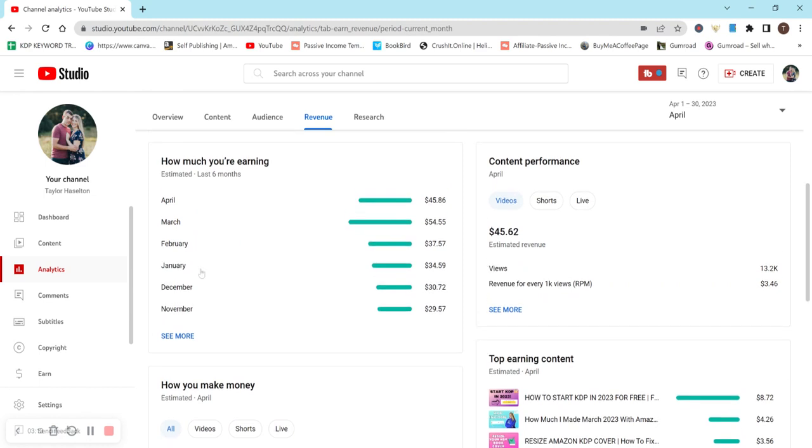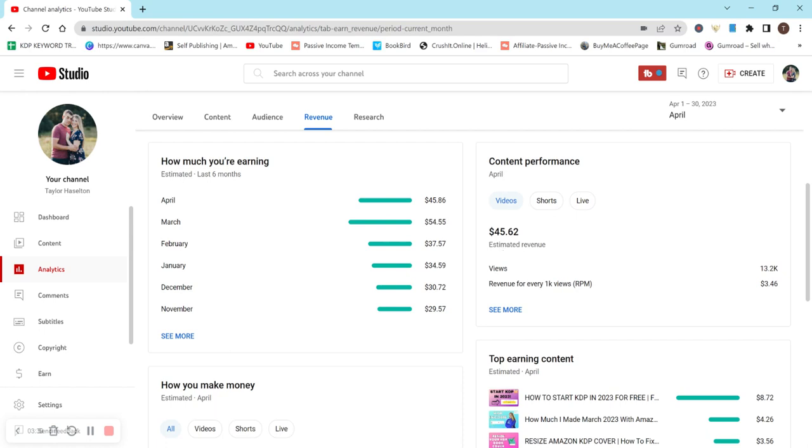Looking at my previous months here, I started in November, and I think my very first monetized day was November 7th. So my income is still going up for the most part, except this is less than March, but it's more than February. February I had $37.57, March I had $54.55, and April is $45.86.